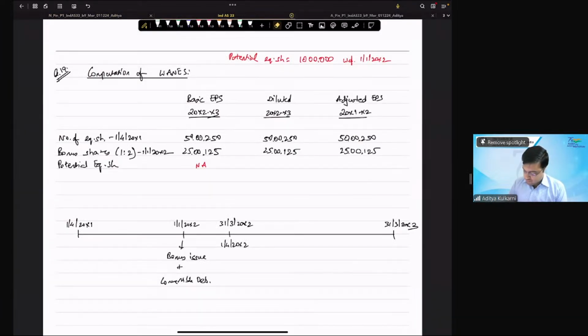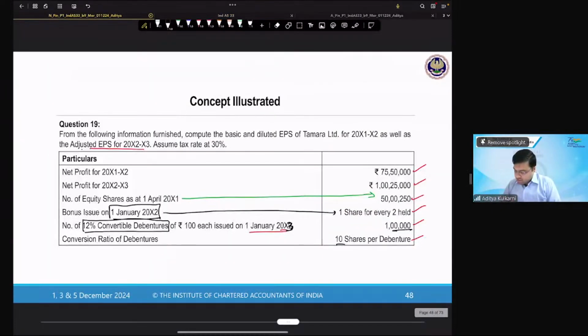So we remove this and we come here. 1st January 20x3, convertible debentures. Is it okay? Yes, thanks Pooja for just bringing this to the attention. Okay. So now it is there for a period of how many months? It is there only for a period of 3 months. Yes or no? Yes, sir.